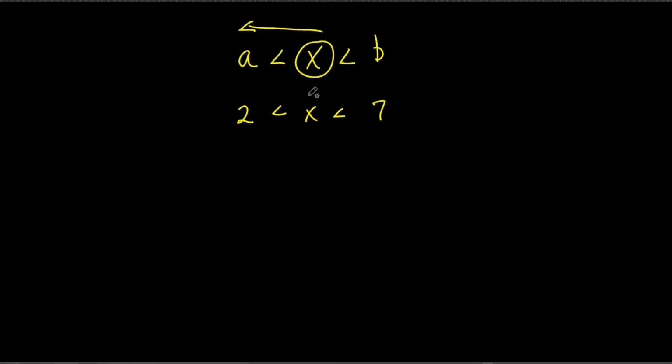Somebody give me a possible solution for X. What could be a number between 2 and 7? 4, 5. Give me something else. 6. Give me some other things. You're being too easy. You're just giving me integers. What is it? 2.5. That's right. 2.5 is between 2 and 7, isn't it? You with me on that? So you could have fractions.